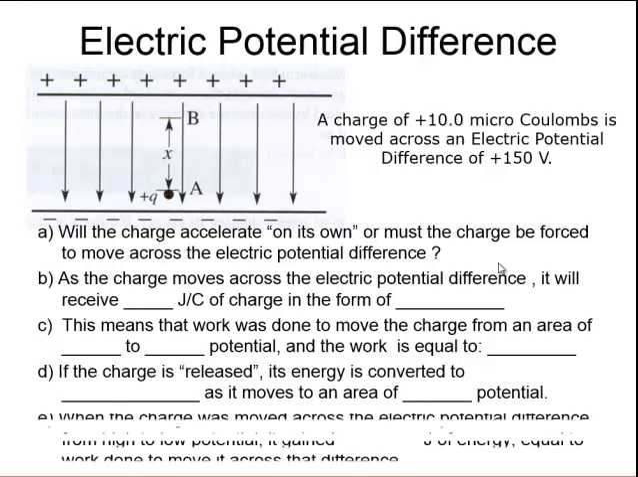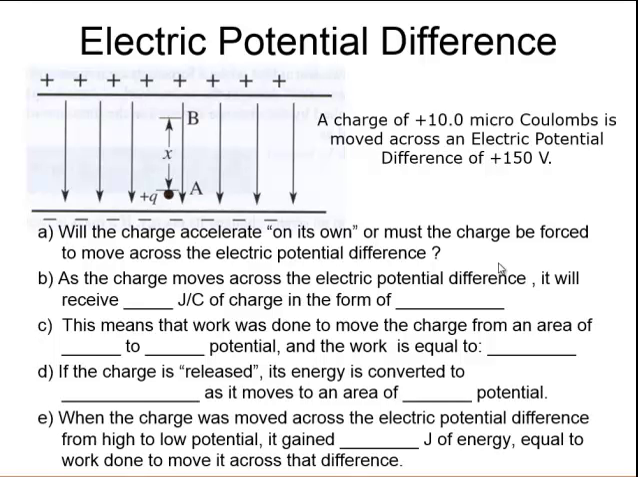Okay, and I'm just going to be filling in the blanks, nothing more. But hopefully you'll be able to do this ahead of me. Will the charge accelerate on its own, or must the charge be forced to move across the electric potential difference? Now, as we know, by moving from A to B, it must be forced, because you're going against the electric field.